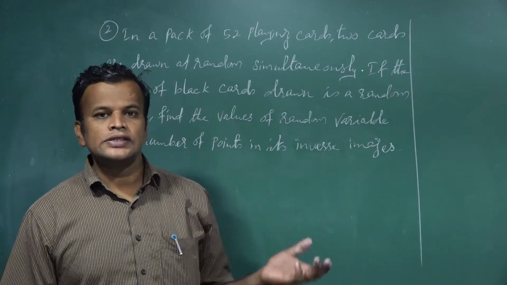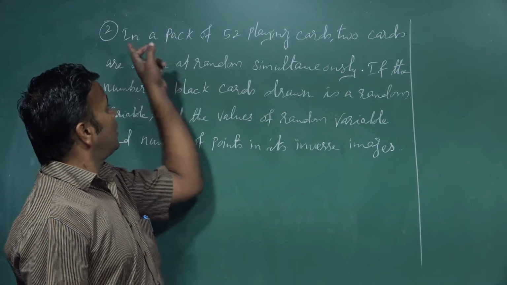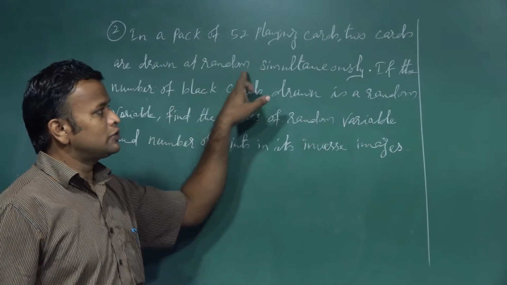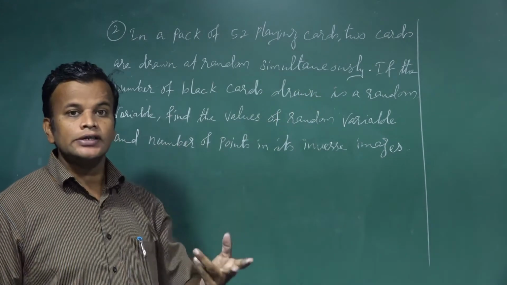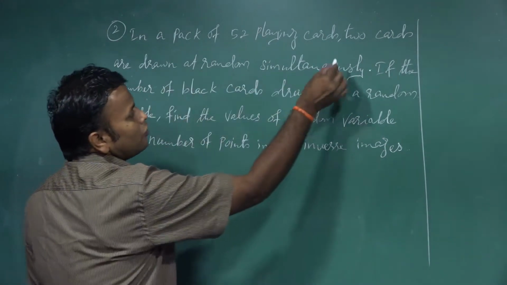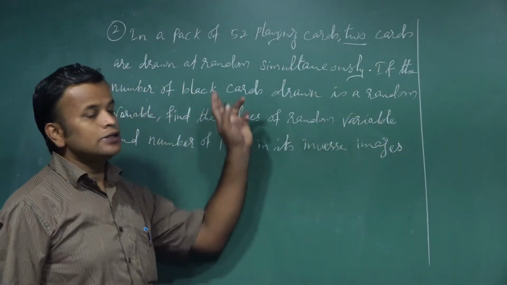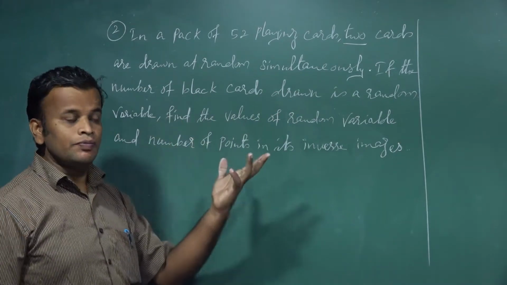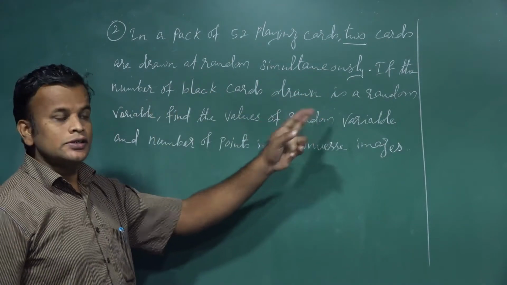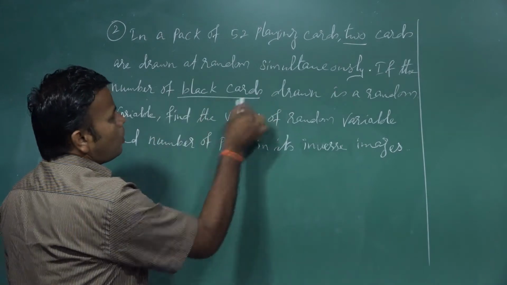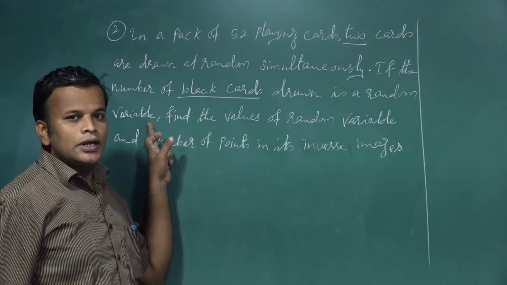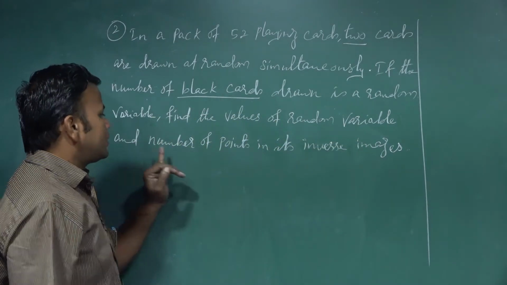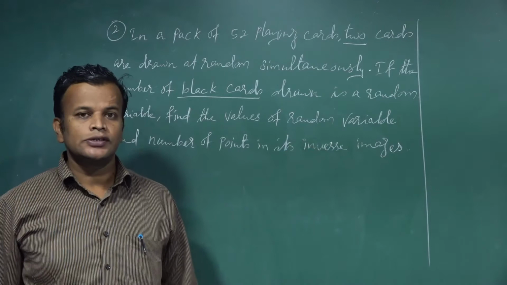Okay, now we move to the second question. You see the question. In a pack of 52 playing cards, 2 cards are drawn at random simultaneously. How many cards are taken is also very important. There will be 2 cards taken simultaneously. If the number of black cards drawn is a random variable, then there will be the same 2 questions: find the values of the random variable and the number of points in its inverse images.